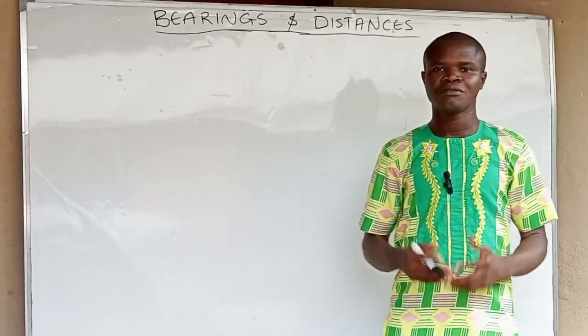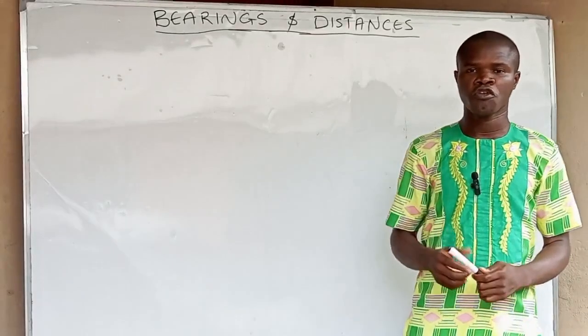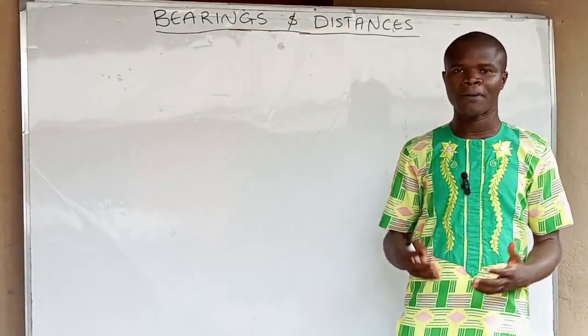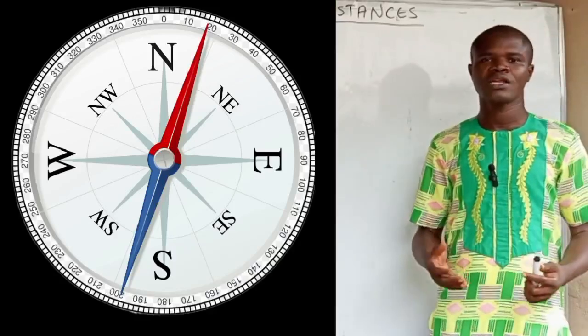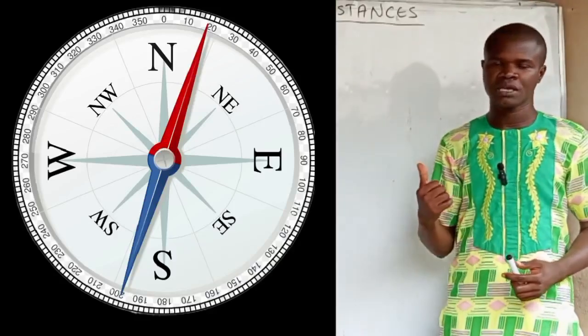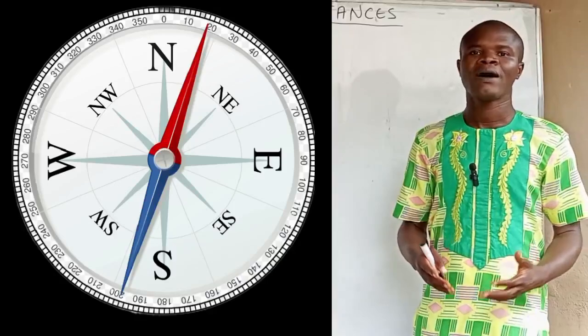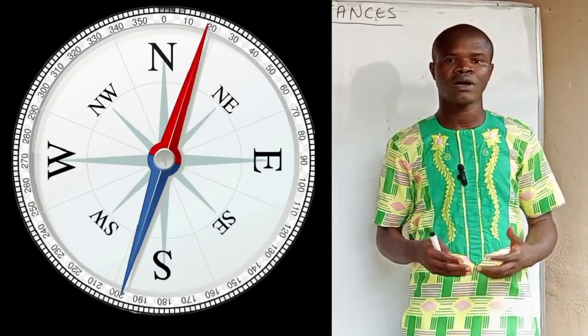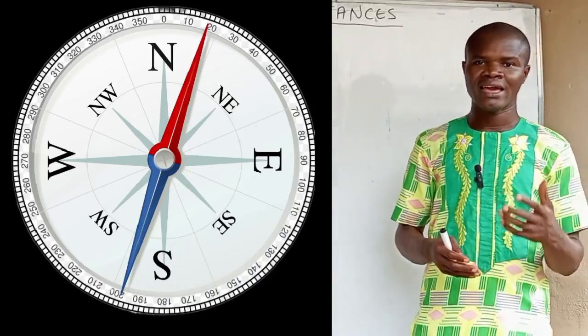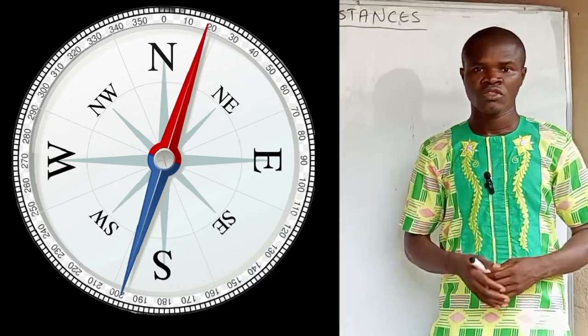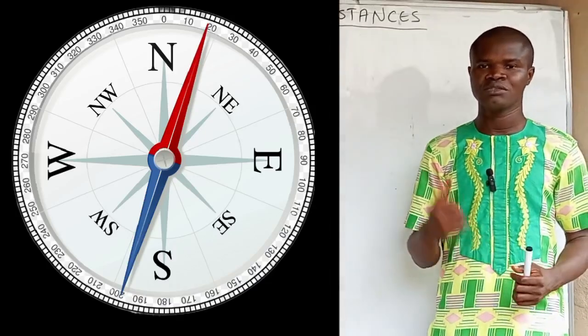For you to understand bearing properly, you have to first of all understand what we call a compass and compass direction. Compass actually looks like the instrument beside me on your screen. Compass is an instrument mostly used by sailors and pilots to navigate their way in the air and on the sea. It is used to measure angular directions.